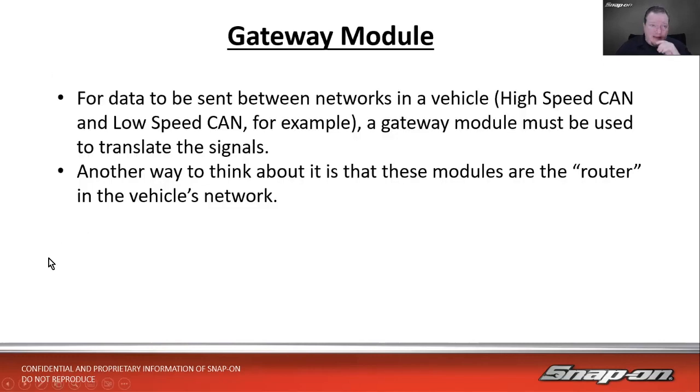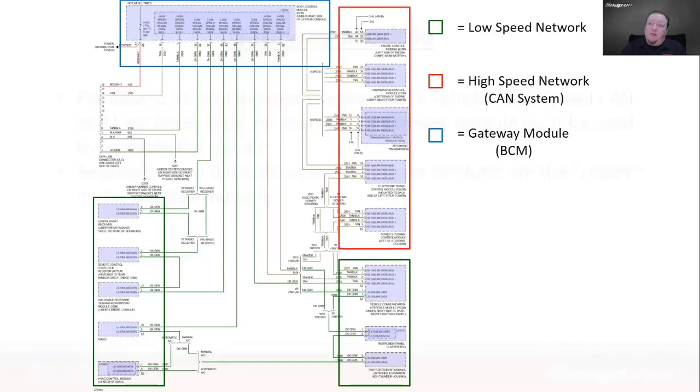So now let's talk gateway modules, because I already kind of mentioned it earlier on that Mach-E, right? But for data to be sent between different networks on a vehicle, like high-speed, low-speed CAN, mid-speed CAN, CAN FD, whatever networks on a vehicle, you need to use a gateway module. There also may be multiple gateway modules on a vehicle. You would want to refer to whatever manufacturer's wiring diagram. Another way to think about it is these modules are the router on the vehicle's network. So they're going to route the signals where they might need to go.